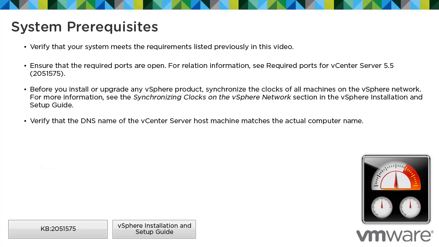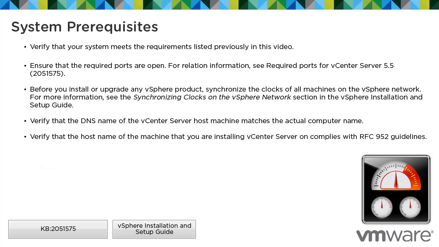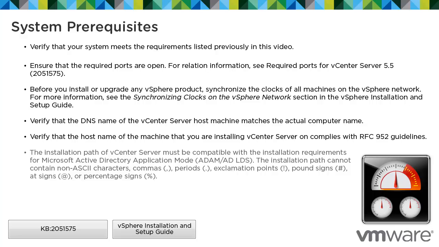Verify that the DNS name of the vCenter Server host machine matches the actual computer name. Verify that the host name of the machine that you're installing vCenter Server on complies with the RFC 952 guidelines. The installation path of vCenter Server must be compatible with the installation requirements for Microsoft Active Directory Application Mode. The installation path cannot contain non-ASCII characters, commas, periods, exclamation points, pound signs, @ signs, or percentage signs.